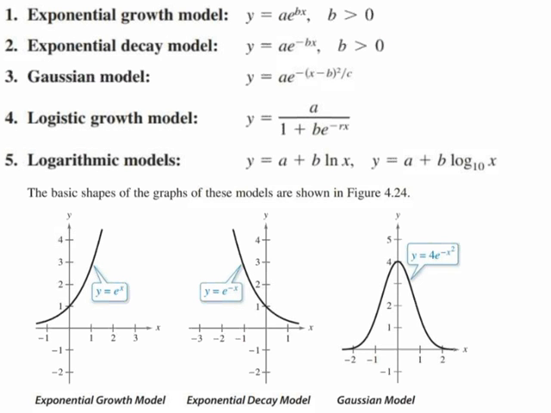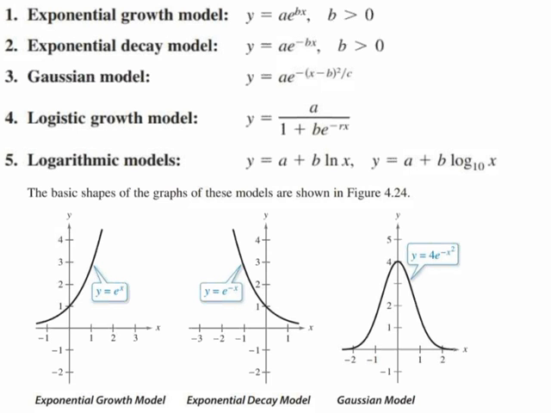In this video, we're going to go over quickly the 5 most common types of exponential or logarithmic mathematical models. Our first model is the exponential growth model, where b is greater than 0. Our exponential decay model, also where b is greater than 0, but notice here that we have a negative in front of our b. The Gaussian model.